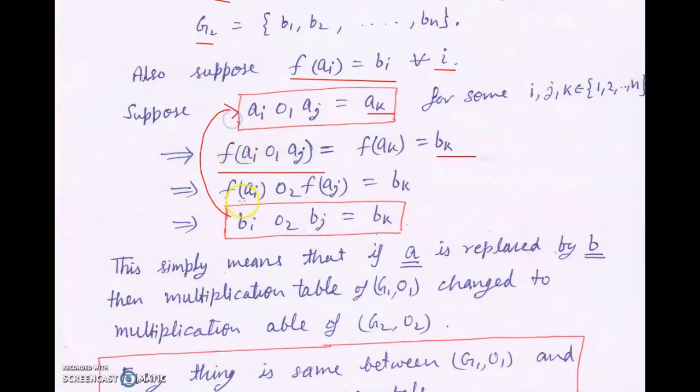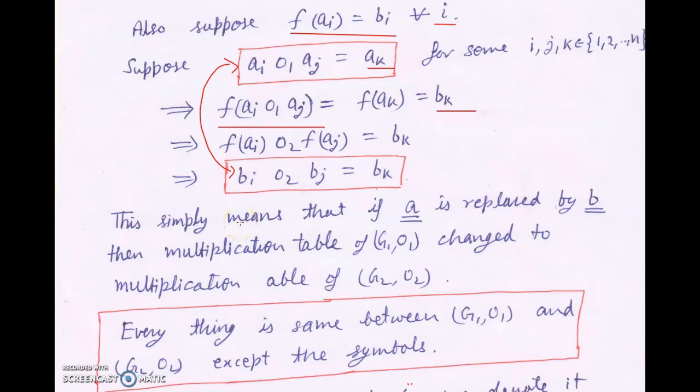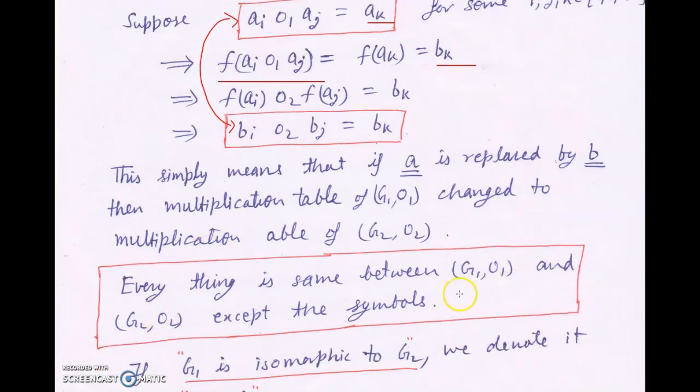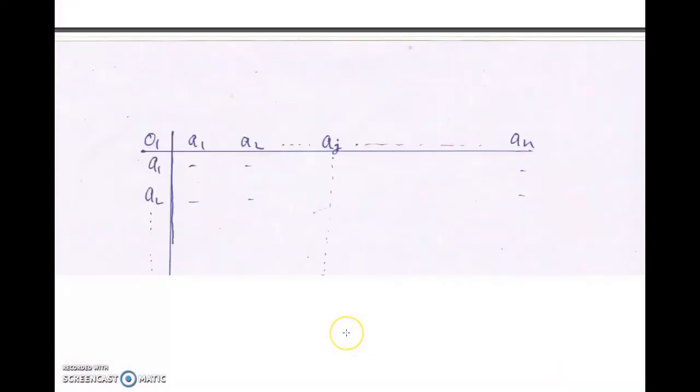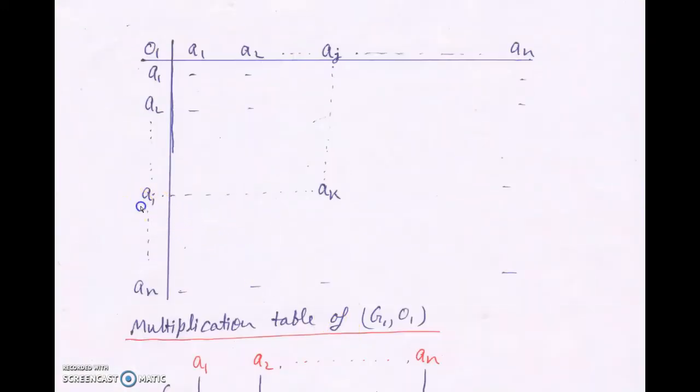See both the expressions. It seems that if we replace A by B, then we will get the operation of the other group G2, and this is true. So everything is the same between (G1, O1) and (G2, O2) except the symbols. So what this F is doing is just changing the symbols. And if G1 is isomorphic to G2, we denote it by this symbol, G1 is isomorphic to G2.